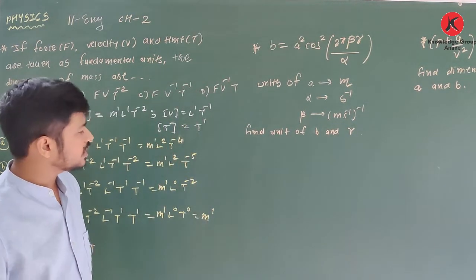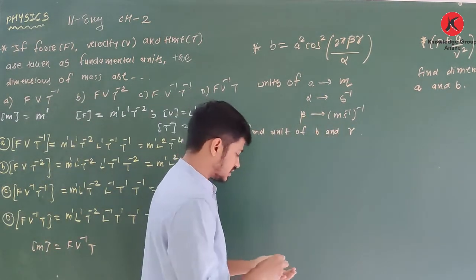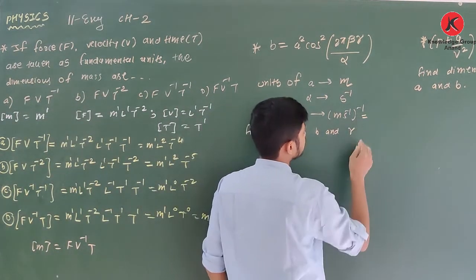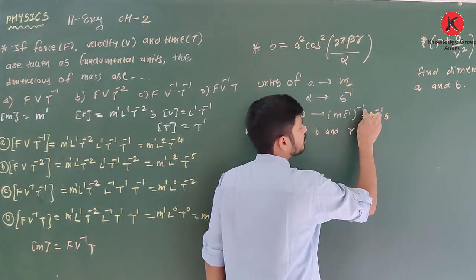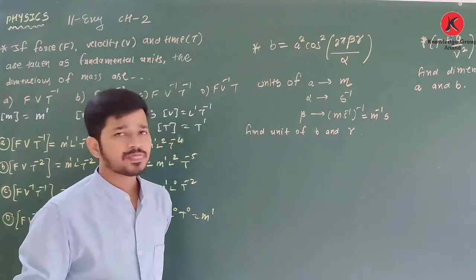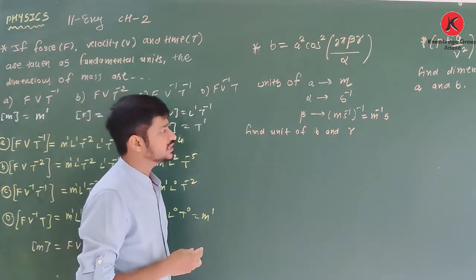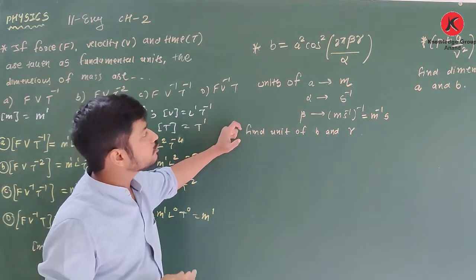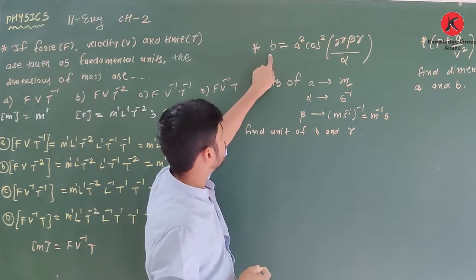How to find such units? See, it is meter second minus 1. I can simplify this. I can write this is equal to meter raised to minus 1 and second, because minus will become plus. Clear? So it is meter minus 1 second. Now I have to find the units of b and gamma.